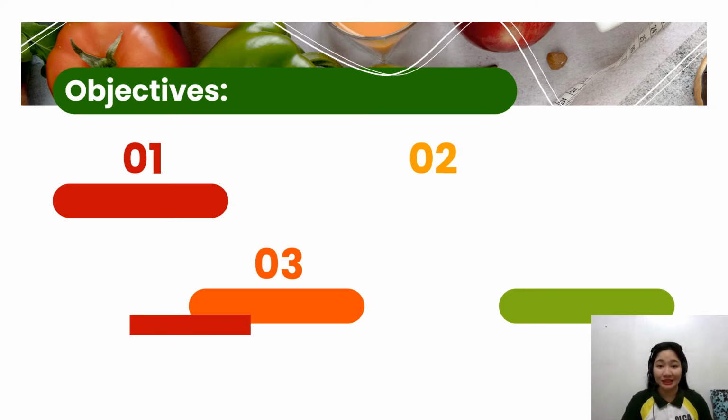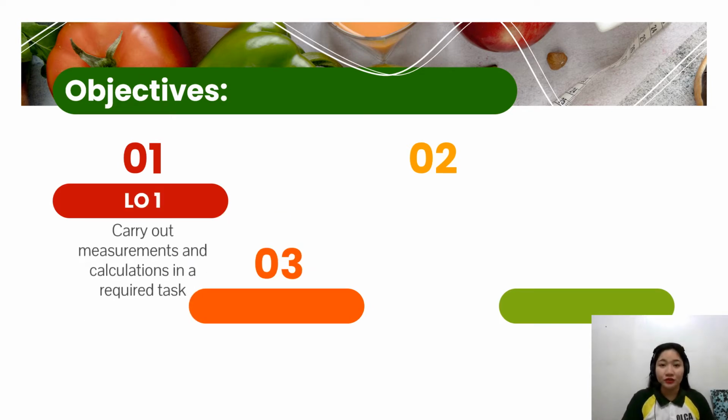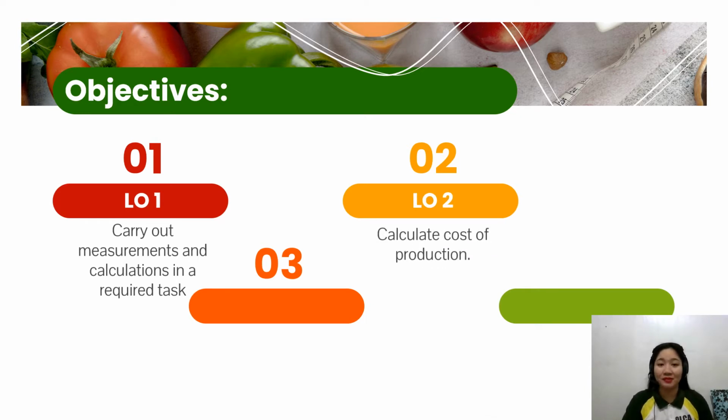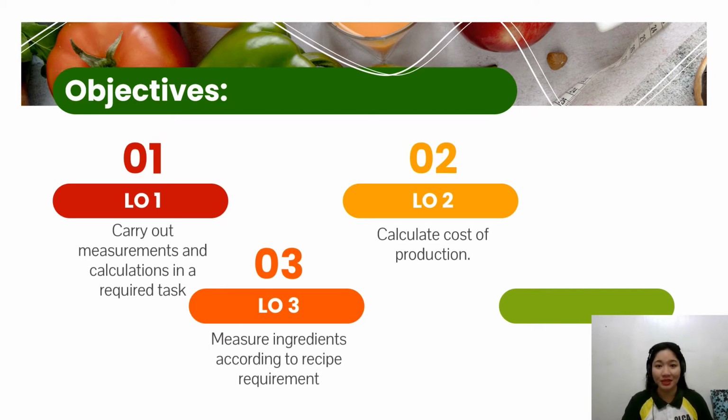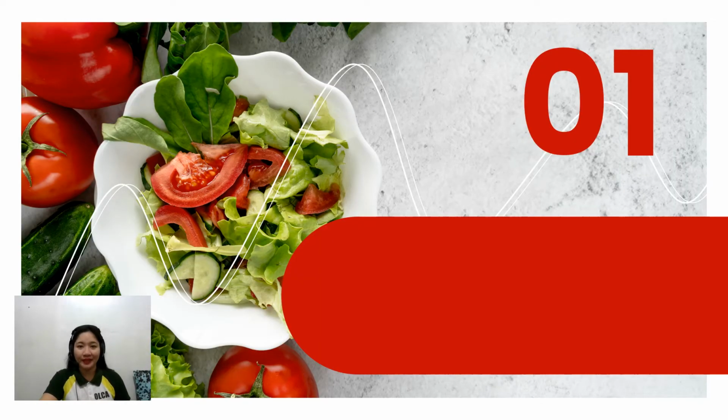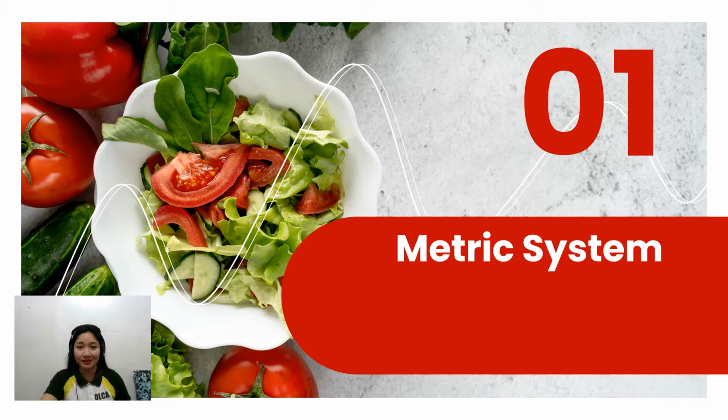For our objectives in this class: to carry out measurements and calculations in a required task, to calculate cost of production, and to measure ingredients according to recipe requirements. The metric system is a weighing standard that is used in most countries. Traditional measures in the imperial and US standard vary in their quantities. Cups, pints, quarts, and gallons mean different things in different countries.